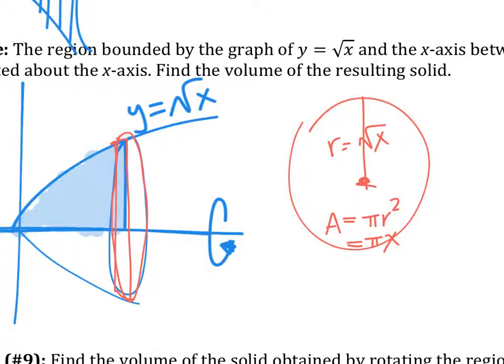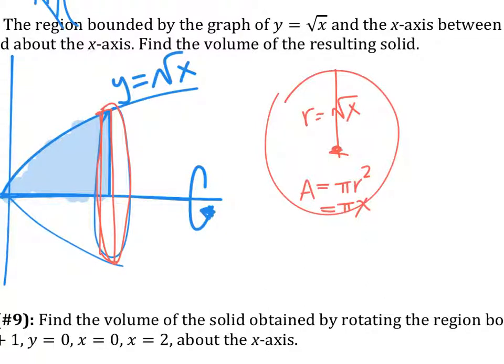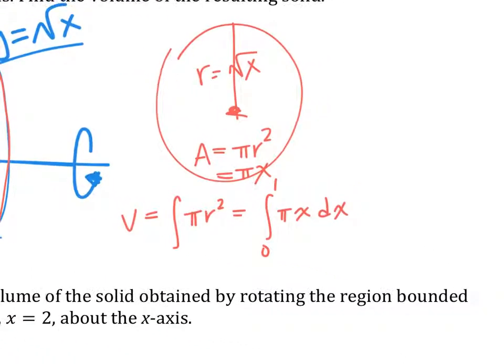You guys with me? So volume then is the integral of pi r squared, which in this case r is square root x, so this is pi x dx. dx because we're moving along the x-axis, okay? Later on, we're going to move along the y-axis, so it's going to be different. Okay, from where to where, though? We're not going to integrate forever. 0 to 1.